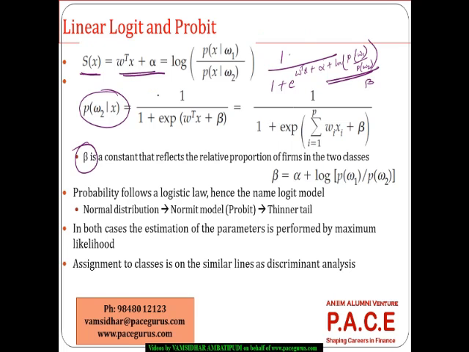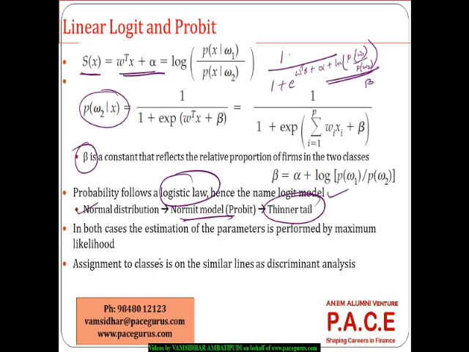The only difference we are talking of here is the probabilities. We are following a logistic law, and that's the reason we call it a Logit model. Otherwise, I can make it follow a normal distribution. In that case, we call it a normit or probit model, which will have a thinner tail compared to the logit model. But when we are doing the estimation, either of the methods can be used. They don't make a big difference in real world estimation.